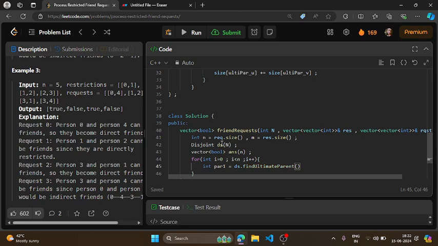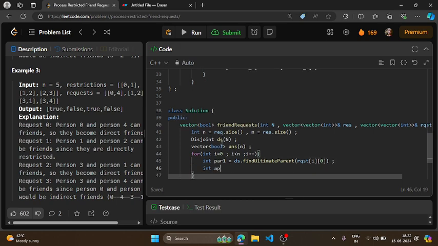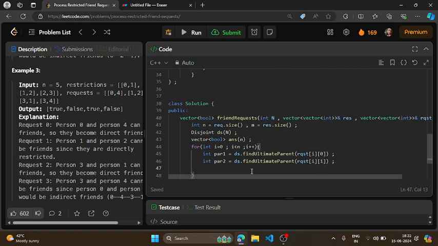and this is the request of 5 of 0. Again, this is the parent of the second element of my request. Okay, so now we have found the parent of both the nodes of my request.